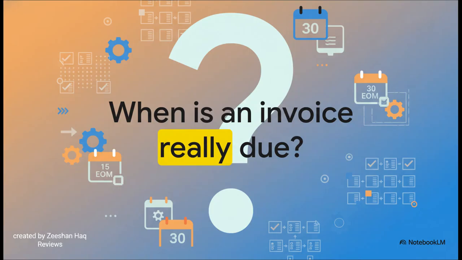I mean, really think about it for a second. When someone says net 30, is that exactly 30 days from the invoice date? Or maybe it's just due at the end of the month? And what if a company has a rule that they only pay their bills on the 15th? Trying to track all that manually for hundreds or even thousands of invoices, that's just a recipe for disaster. This is the exact problem that automation was built to solve.